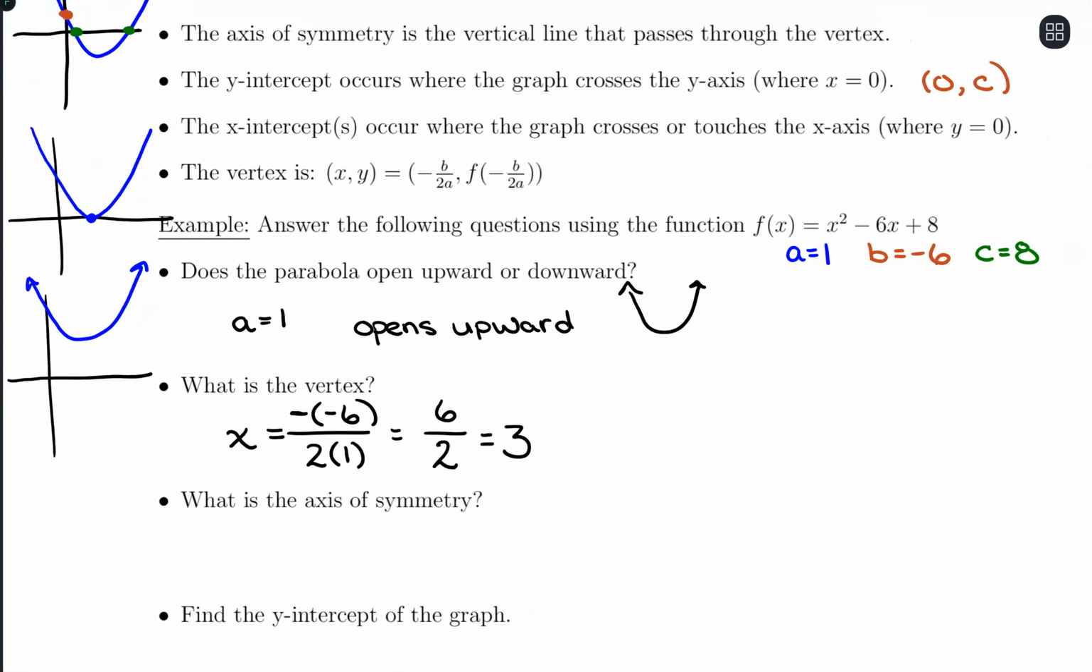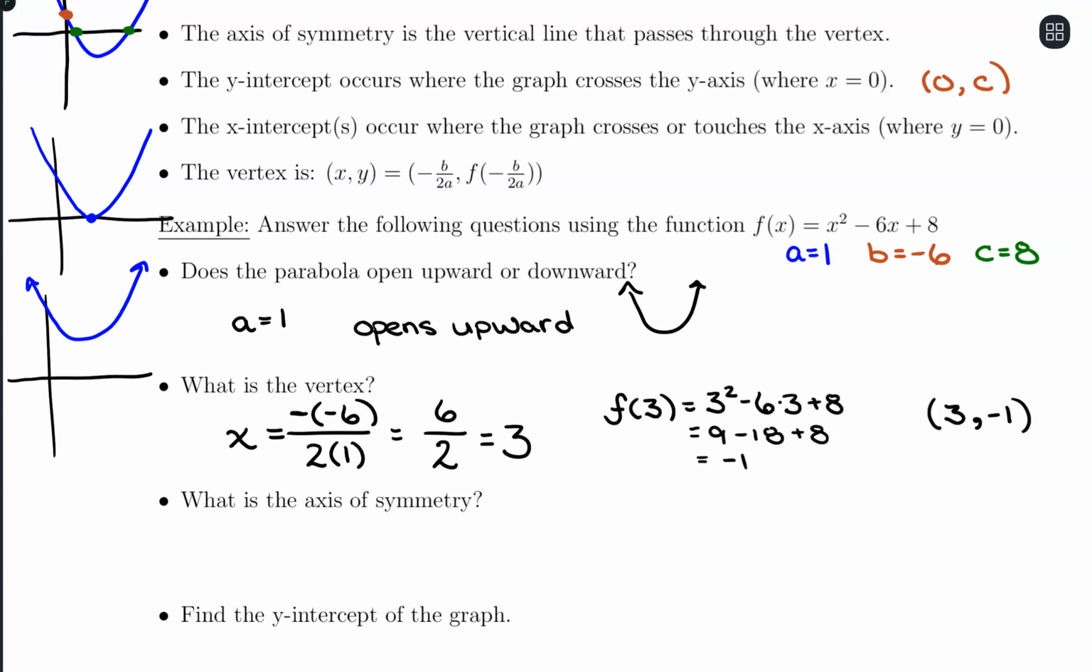So that's my x-coordinate. Then to find the y-coordinate, I'm going to evaluate f of 3. Plugging 3 into our function, we'll have 3 squared minus 6 times 3 plus 8, which is 9 minus 18 plus 8, which is negative 9 plus 8, so negative 1. So the vertex is an xy coordinate where x is 3 and y is negative 1.